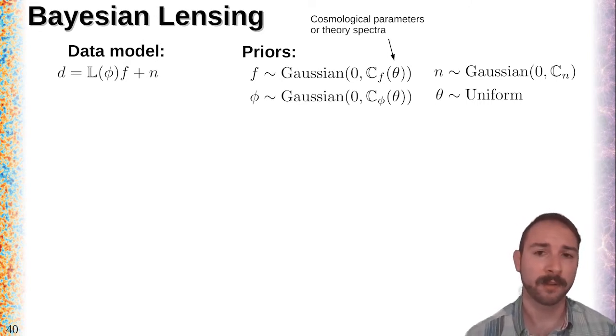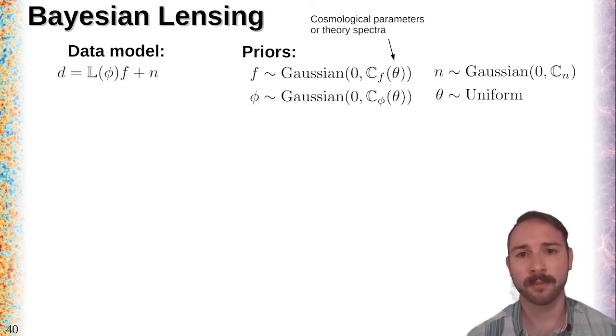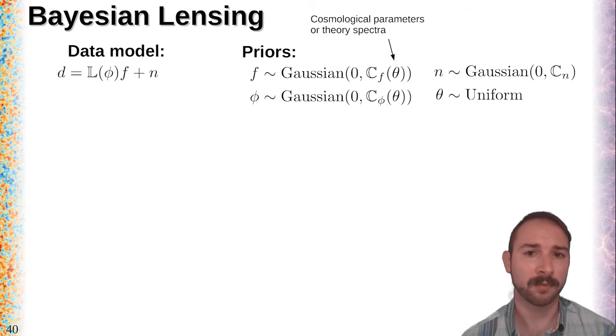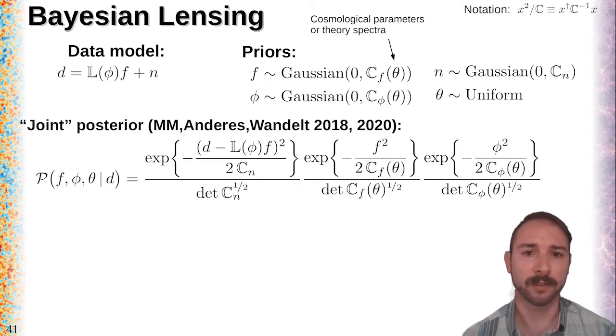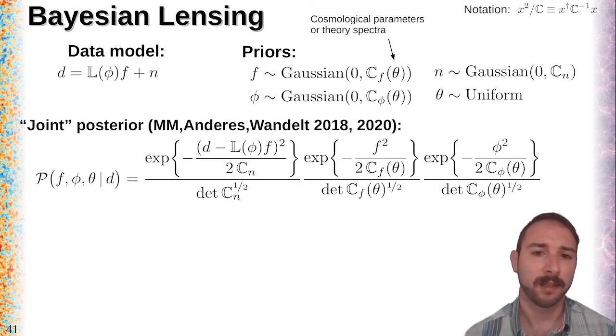N is the noise covariance that you put in from your instrument. And these things might all depend on some parameters theta that could be cosmological parameters or even just directly the theory spectra themselves. Now, once you have this, then it's totally straightforward to get the posterior joint over all these variables. And it's right here.